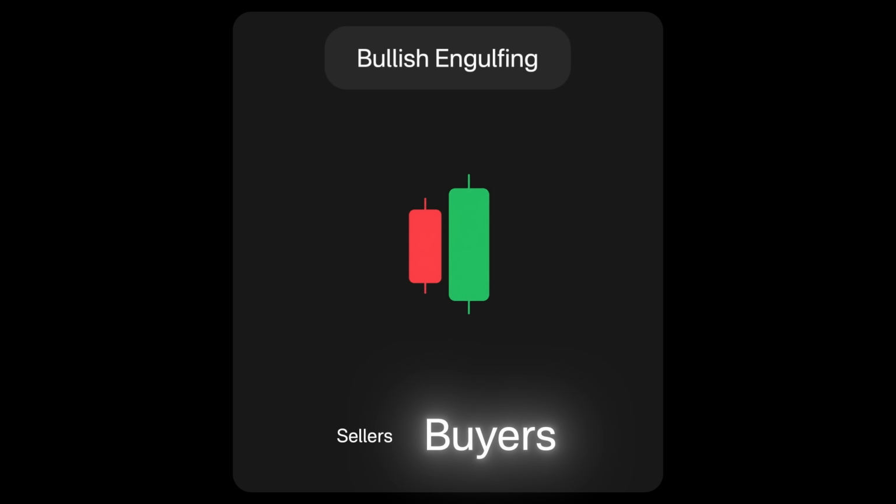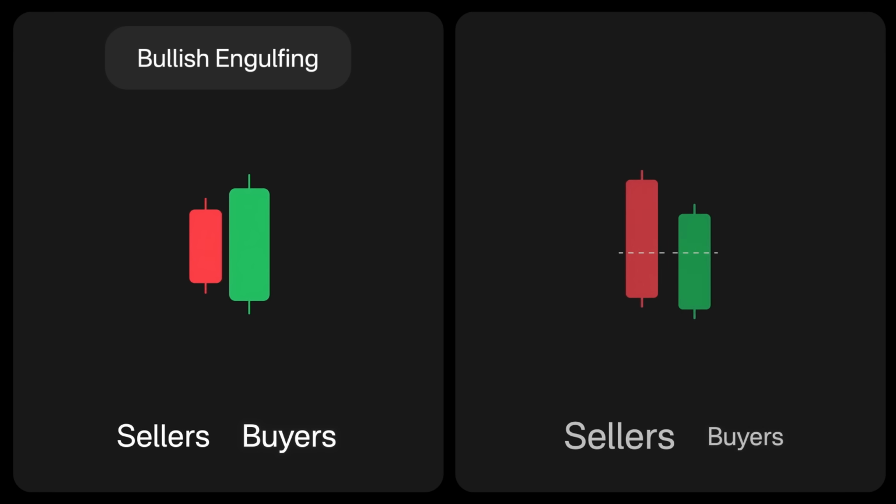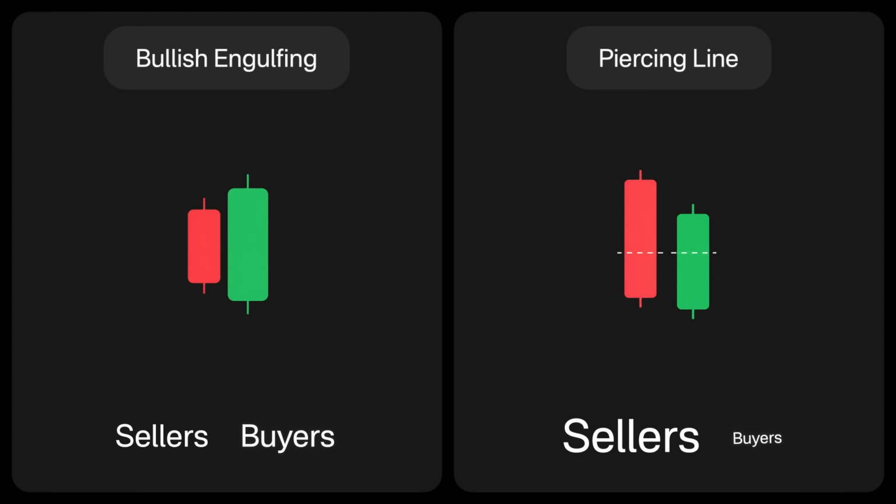The piercing line is telling you something different. Selling pressure is still present, but buyers are now challenging it. This is an interruption signal and not a reversal. And this is a very important distinction to make.